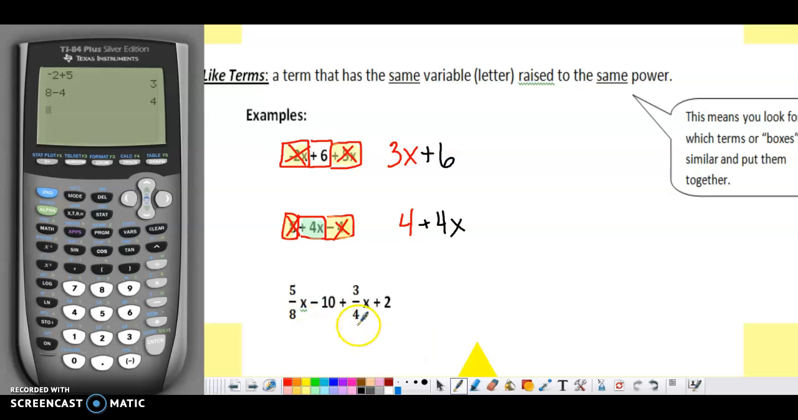Okay, the last one here. Now, again, it looks a little bit more difficult, but it's because of those fractions. And if we know how to use that calculator to do the computations to add, subtract, multiply, and divide, keep calm. Same procedure. We're going to box off our terms here. So we have 5/8 x minus 10 plus 3/4 x plus 2.